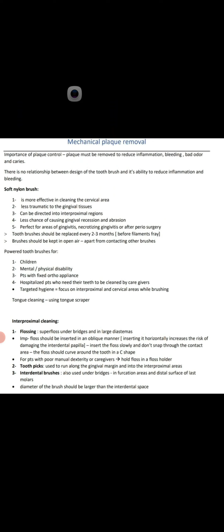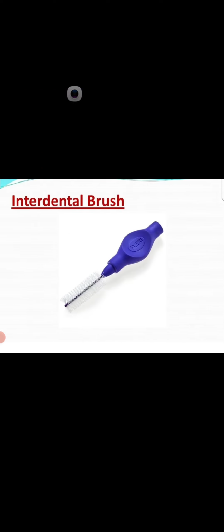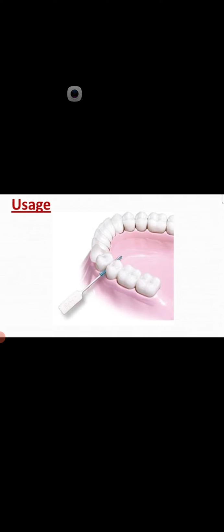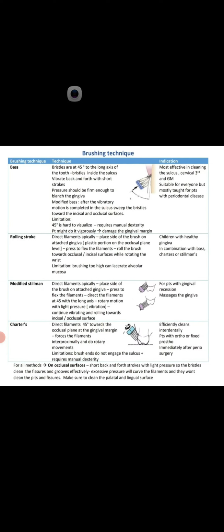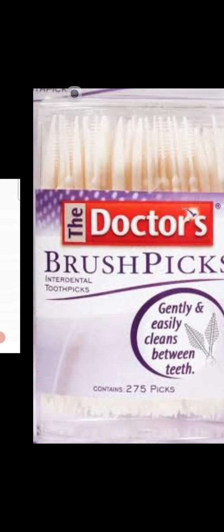Next is the interdental brushes, also used under bridges, in furcation areas and on the distal surface of the last molar. The diameter of the brush should be larger than the interdental space in order to clean it. These are the interdental brushes. And how to use an interdental brush? This is the usage method. After that, now come to the brushing techniques, which are very, very important.